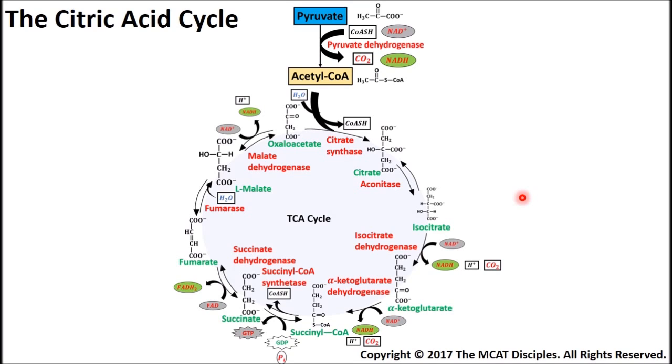Alpha ketoglutarate goes to succinyl CoA via alpha ketoglutarate dehydrogenase. Again, remember the mnemonic, alpha ketoglutarate dehydrogenase. All right, you're going to release CO2, you're going to form an NADH, and you're going to form a CoA product. And that's just from the fact that the E1, E2, E3 reaction mechanism is built like that. So you form succinyl CoA, you form an NADH, you form a CO2.